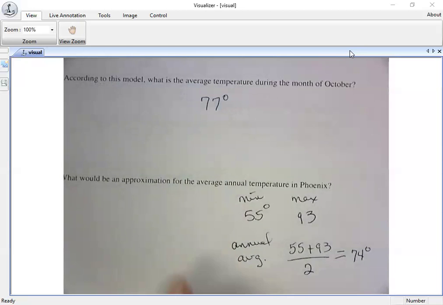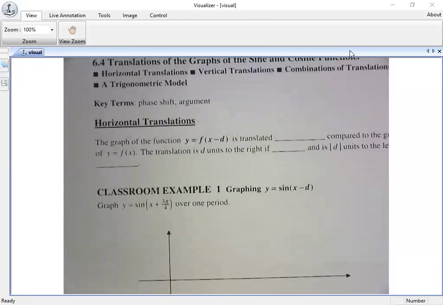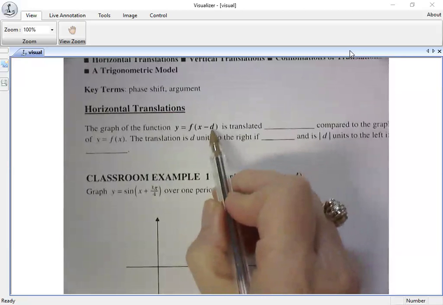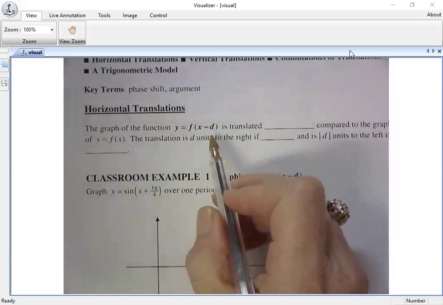All right, 6-4, translations. I know, we're finally moving into a new section. It took a while to get through 3. So, horizontal translations are the first ones we're going to talk about. And we saw that in that equation you just looked at. Here's where they show up: in the parentheses with the x. It's not stuck at the end after you've done everything else.